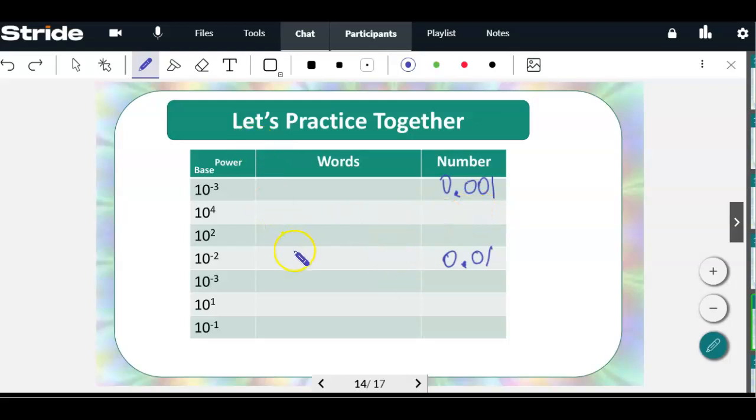All right, pause the video, practice these. Remember the words are just like 10 to the second power, or 10 squared, 10 to the fourth power, and so on. And then try to use your calculator to come up with these answers.